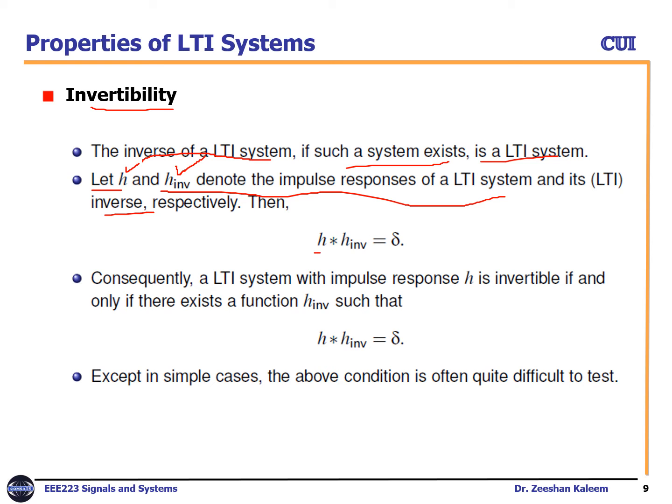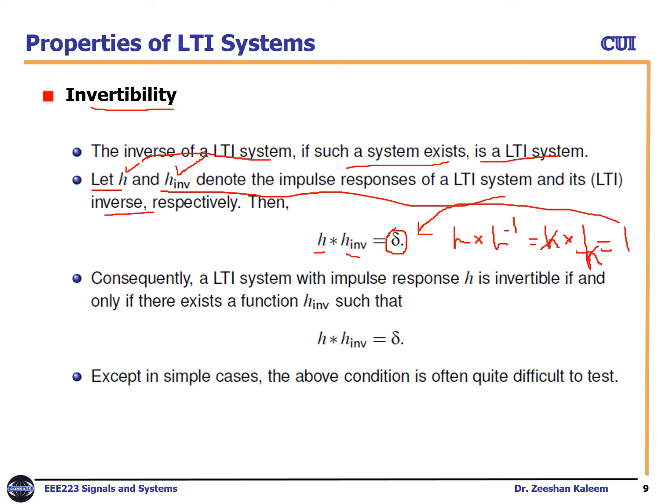Then when you multiply h with h inverse, it should be delta. Delta means 1. What does it mean? h into h inverse means h into 1 over h. So when you multiply h with 1 over h, because 1 over h is the inverse, h will cancel out and you will get 1. And 1 means delta, right? Then it is called an invertible system. Consequently, an LTI system with impulse response h is invertible if and only if there exists a function h inverse such that delta exists, right?